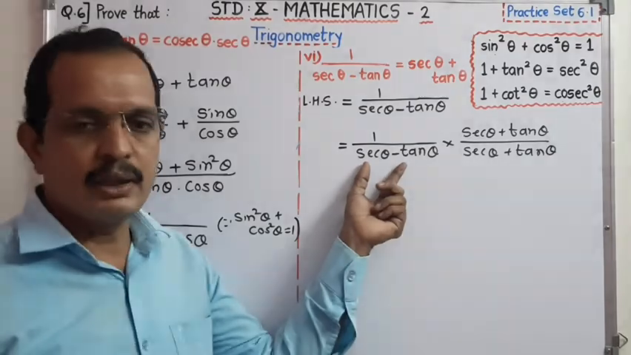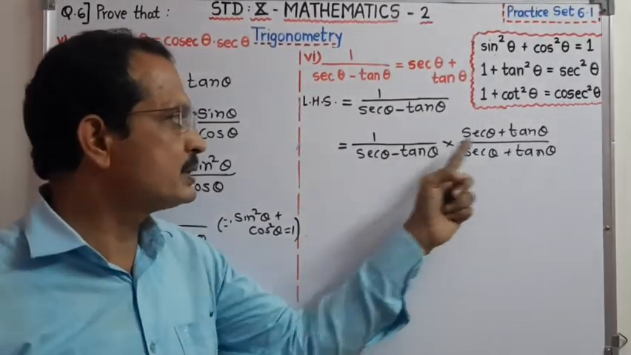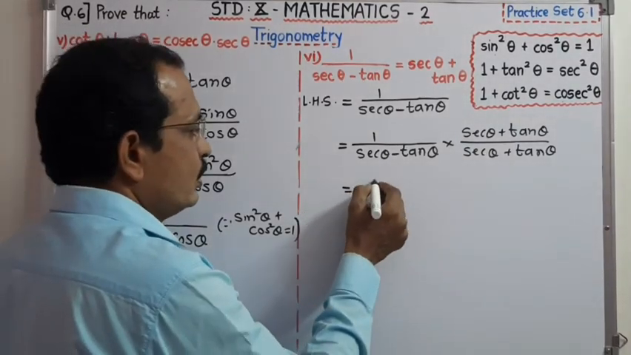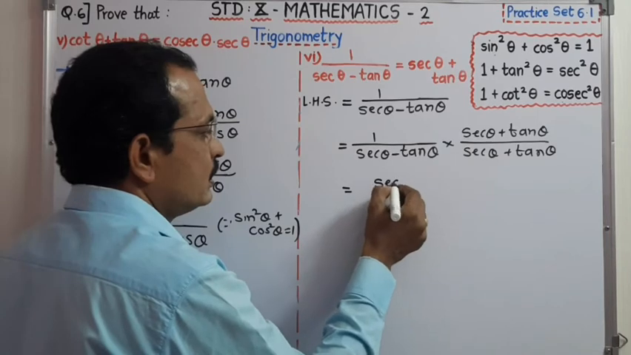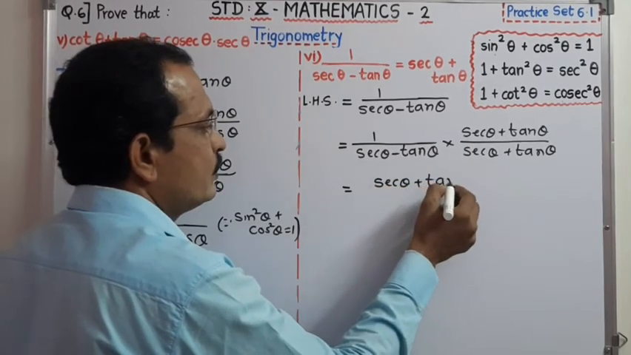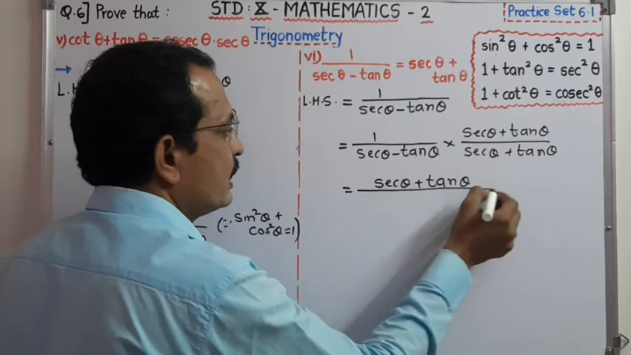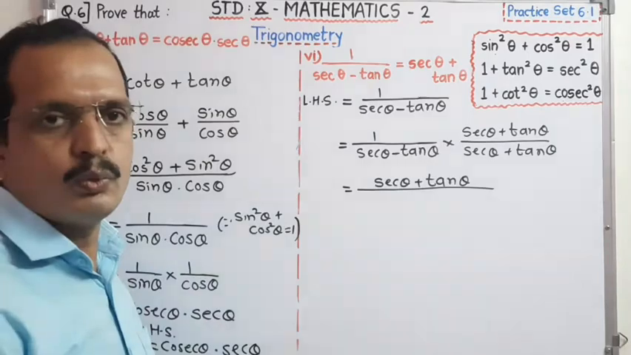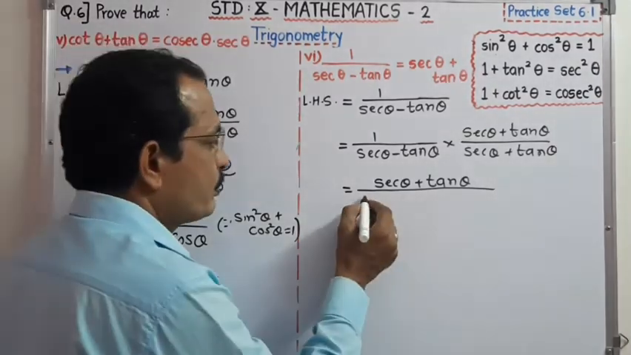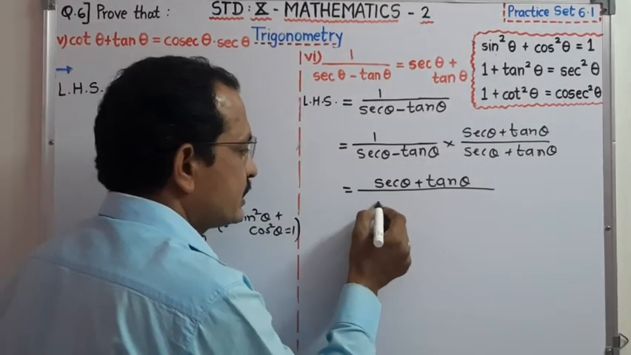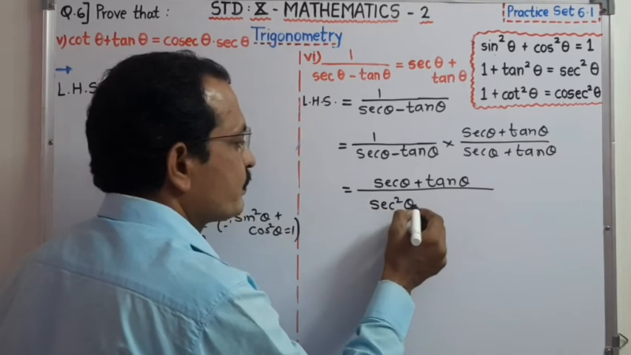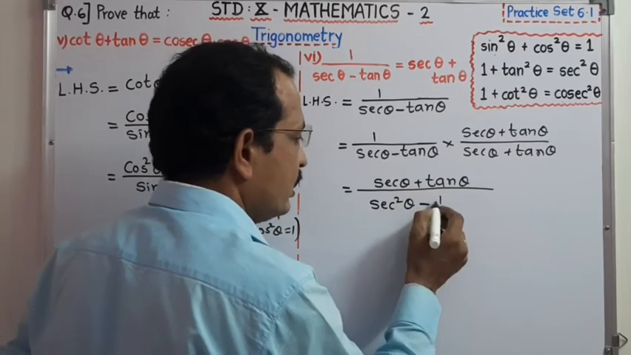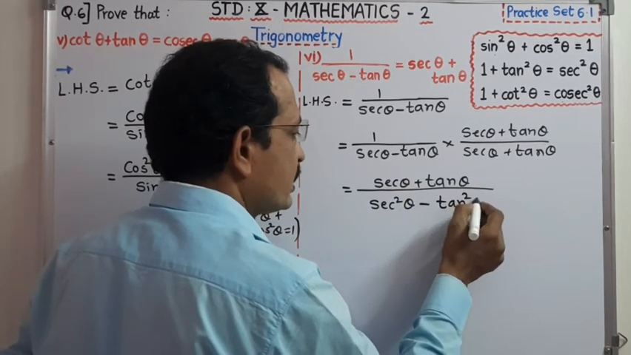Conjugate pair. Sec theta minus tan theta, we change the sign to plus and multiply with that. Then, dear student, we get 1 into sec theta plus tan theta, it will remain as it is. After that, sec theta minus tan theta and sec theta plus tan theta, we know a square minus b square. Therefore we can write here sec square theta minus tan square theta.